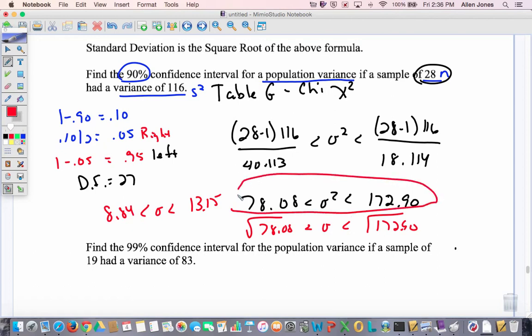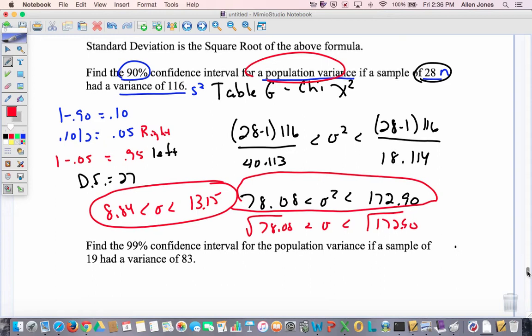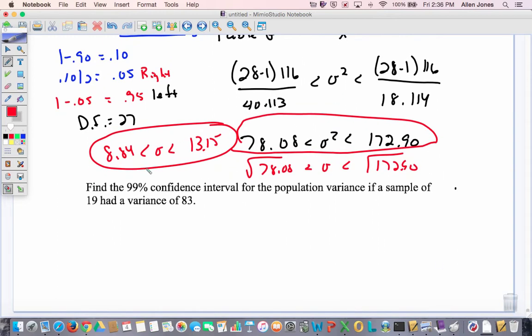So our variance is here. Our standard deviation is here. It only told us to find the one for the variance, but I wanted to go ahead and show how we come up with a standard deviation as well. We probably should know that from our work in Chapter 3 moving forward, but just in case, there it is.